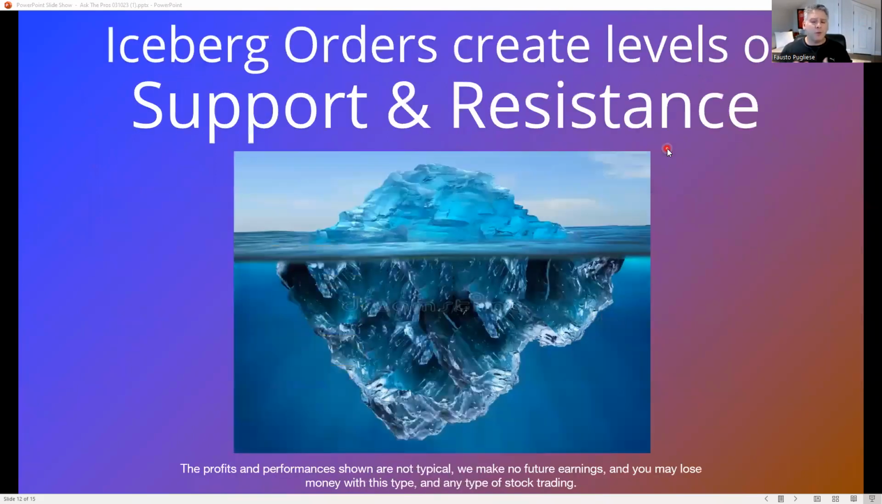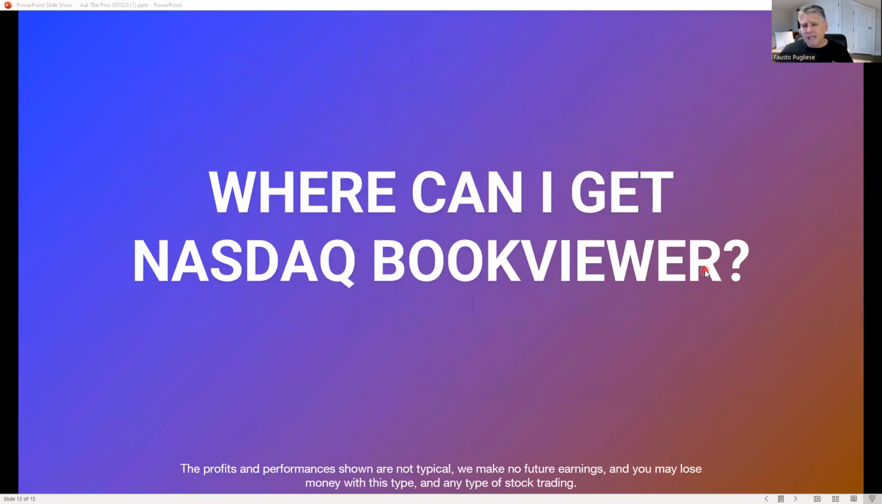Now, these are things that we call here at Cybertrade University iceberg orders, big block orders. It's not what's on top of the water on an iceberg that would make you sink the ship like it did for the Titanic. It was what's on the bottom of the water. And that's what you've got to look for. And a lot of people never took the time to learn that technology, which is all available to you. Now, where can we get book viewer?